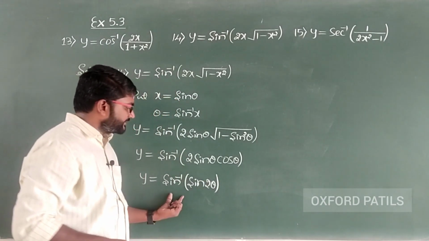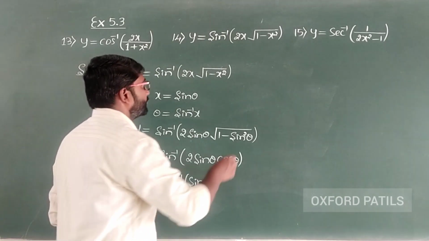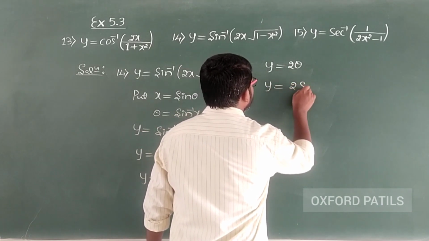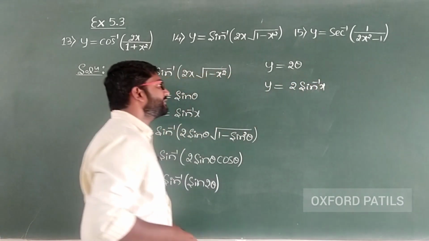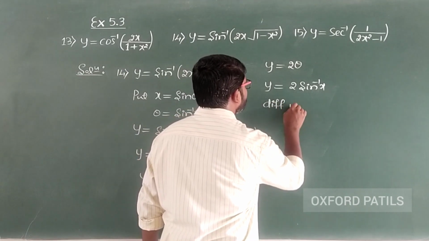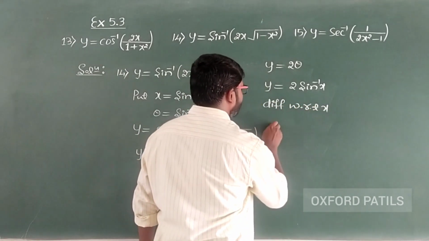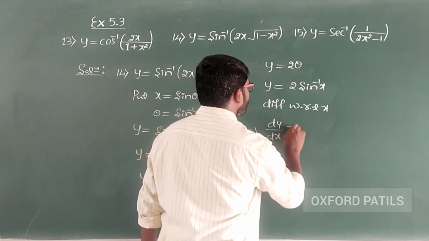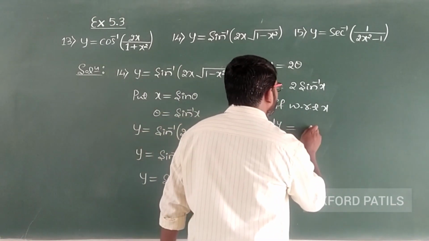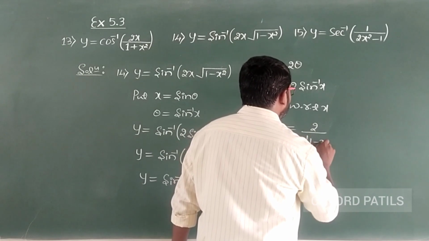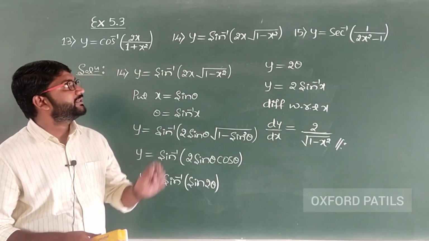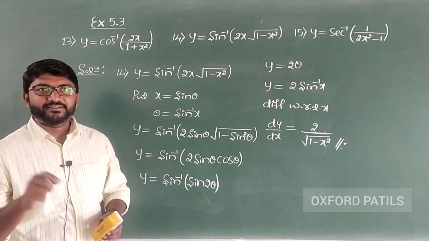Then sin inverse sin of 2 theta gives 2 theta. So y equals 2 theta. Replace theta here: y equals 2 sin inverse x, since theta is nothing but sin inverse x. Differentiate both sides with respect to x. So dy by dx equals 2, write it as it is. The derivative of sin inverse x will be 1 divided by square root of 1 minus x square. So 2 divided by square root of 1 minus x square. So this is the required answer for question number 14. Note this down and then we'll take up question number 15, which is the last question of exercise 5.3.